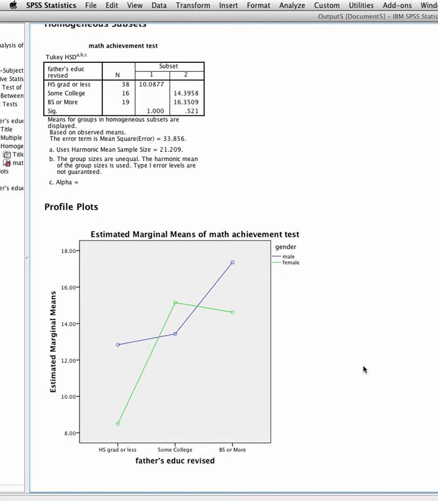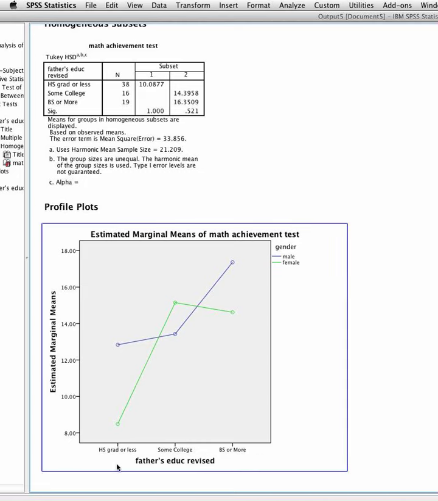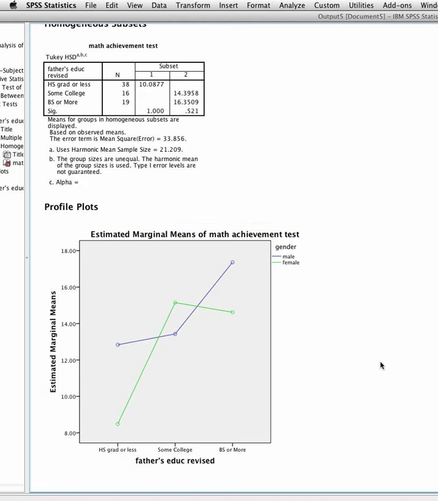Then if we look at the profile plots, we can see that we've put the levels of father's education on the horizontal axis, and then the mathematics achievement means are on the vertical axis. And so we can see comparing female and male. Okay, so we can see that across the board, fathers' levels of education did differ significantly, but they did not differ significantly by gender.